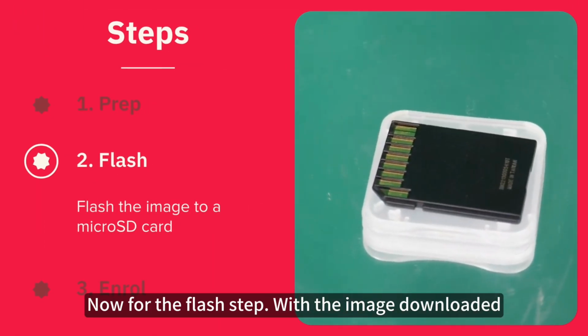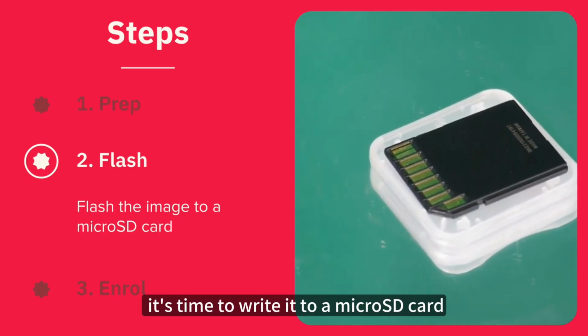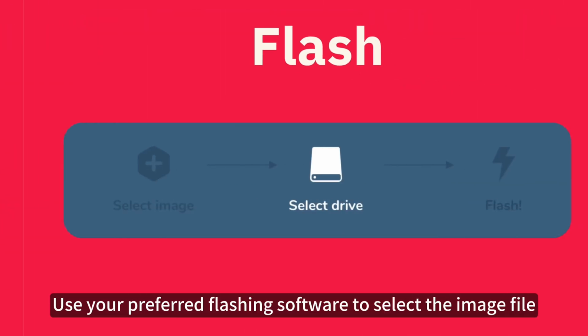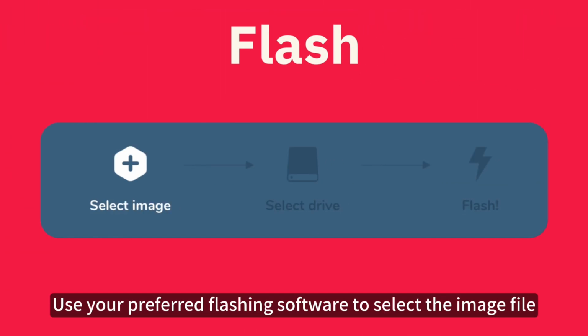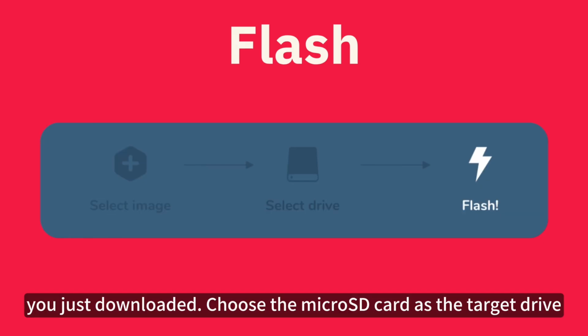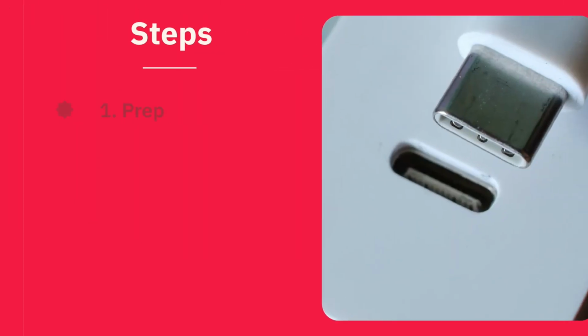Now for the flash step. With the image downloaded, it's time to write it to a microSD card. Use your preferred flashing software to select the image file you just downloaded. Choose the microSD card as the target drive and begin the flashing process.